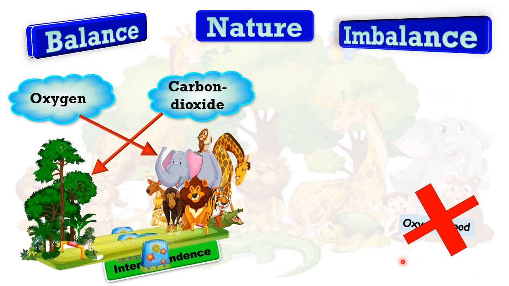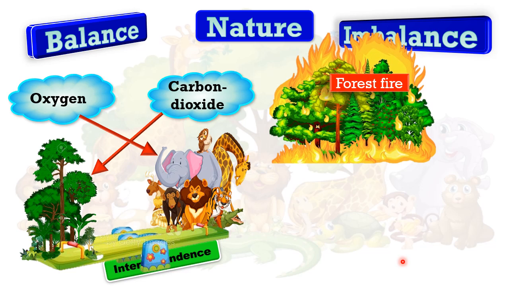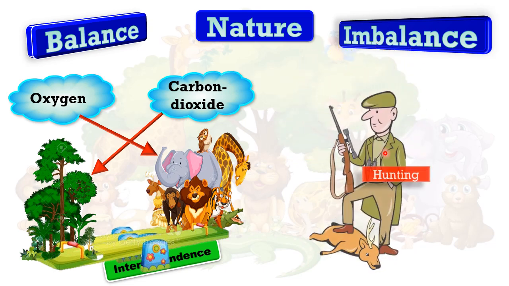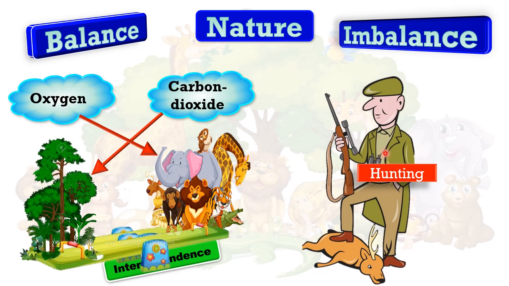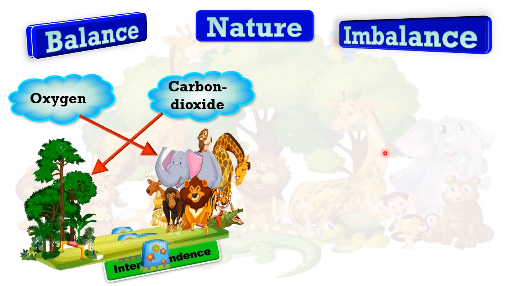Now children, let's see what are the other reasons for imbalance in nature. First, forest fire. What is forest fire? It is a situation when a fire takes place in a forest because of some natural reasons. Now, what is the next reason of imbalance? Hunting. Again, hunting is a big reason for imbalance in nature. Because of this, animals are becoming endangered. So we should stop it.